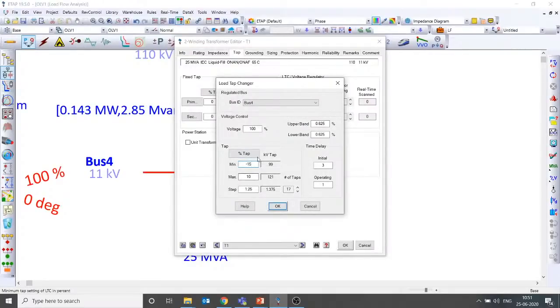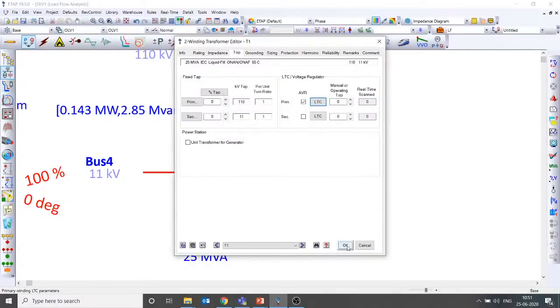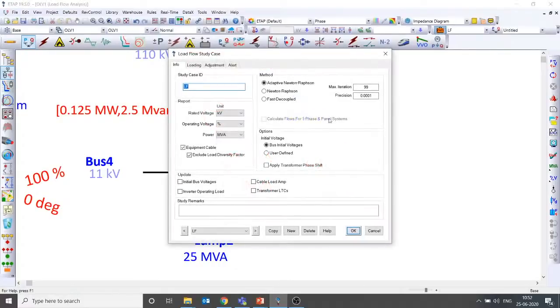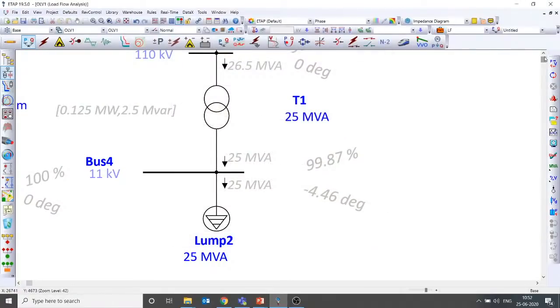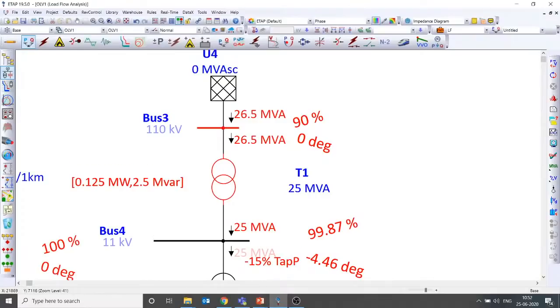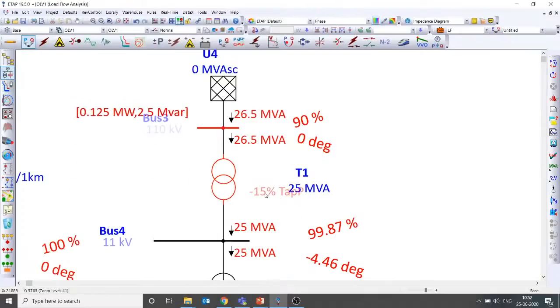So I am changing this minimum tap to minus 15 percentage instead of 10 percentage. Now you can see the voltage is 99.87. If you want to know in which tab I am able to achieve this result, it is available if you select update transformer LTC. This is achieved at exactly the minus 15 percentage tap.